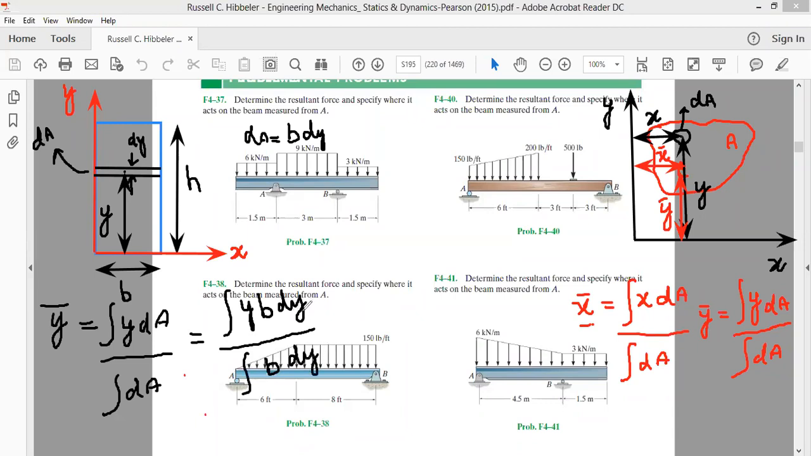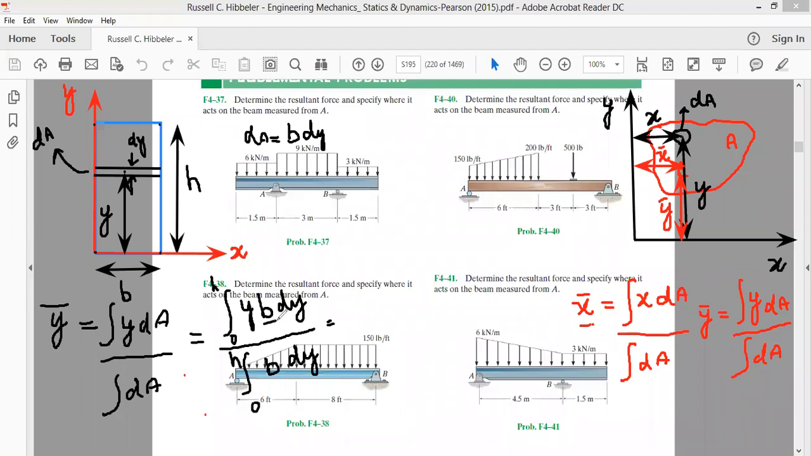Now the variable of integration is y, and y varies from 0 to h, because we have to make this small area element traverse the entire area. This is the lower and upper limit of y. Our limit of integration will be from 0 to h, and the same is the case for the denominator, where dy is the variable of integration.